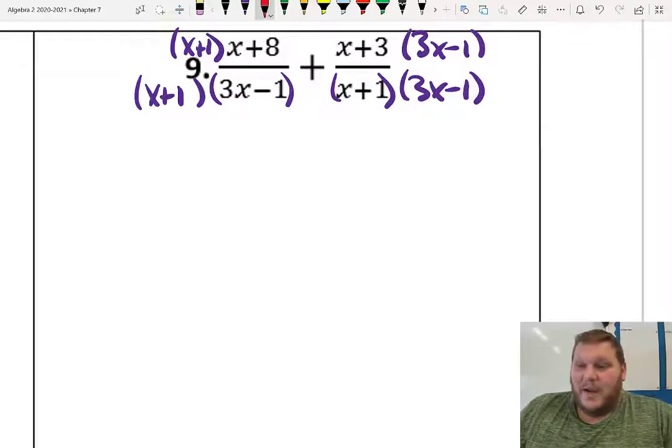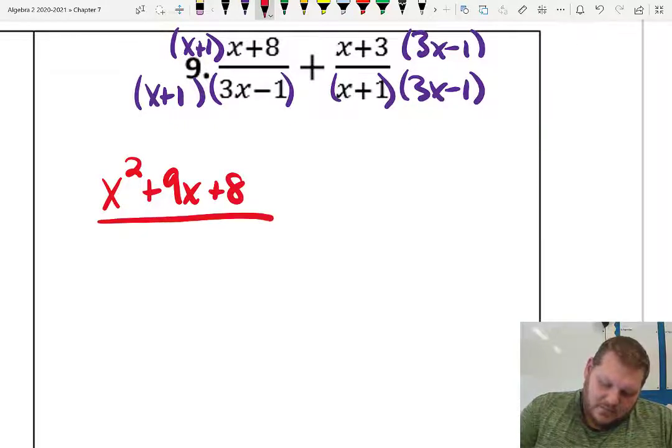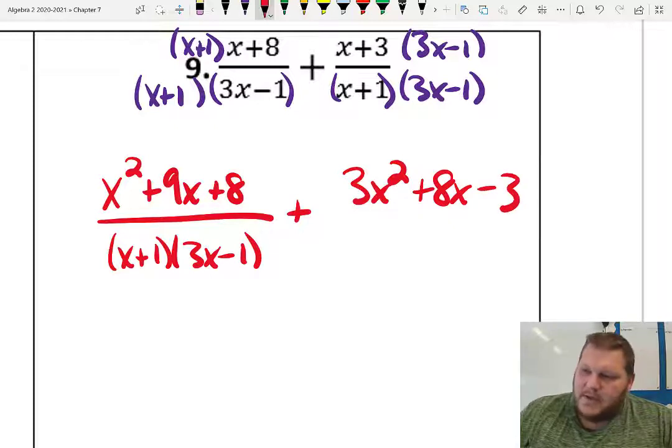So I'm going to have to FOIL up top. So up top, x plus 1 times x plus 8 gives me x squared plus 9x plus 8 over my LCD of x plus 1, 3x minus 1. My right fraction, a little bit more complicated. We got, let's see, 3x squared is negative x, positive 9x, so that's a positive 8x minus 3.